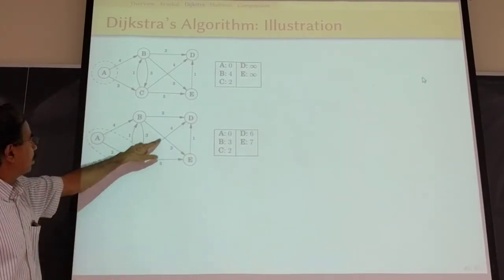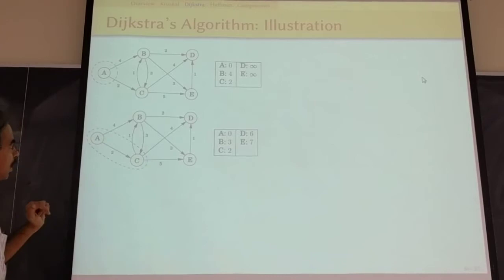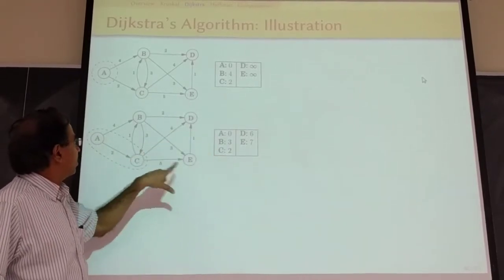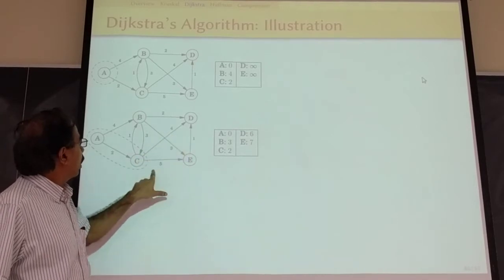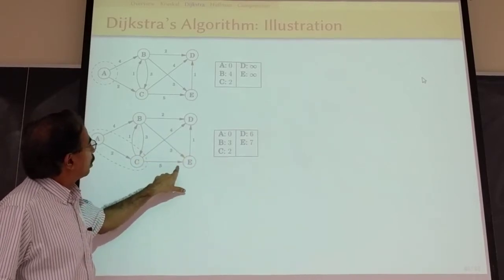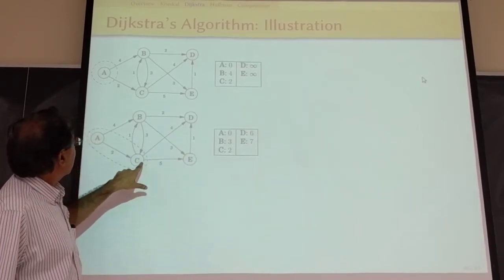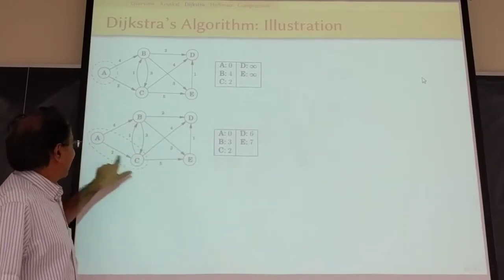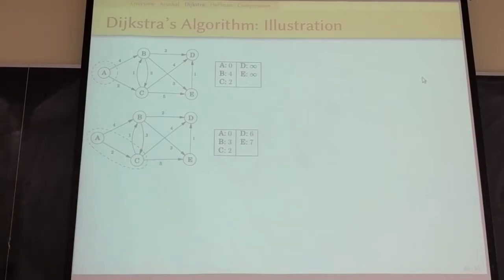So then you also are able to reach D and E, so their costs get reduced from infinity to 6 and 7. Yes, I'm sorry, you're right. So 2 plus 4 is 6, and 2 plus 5 is 7.